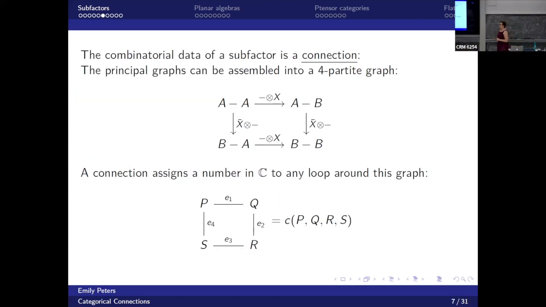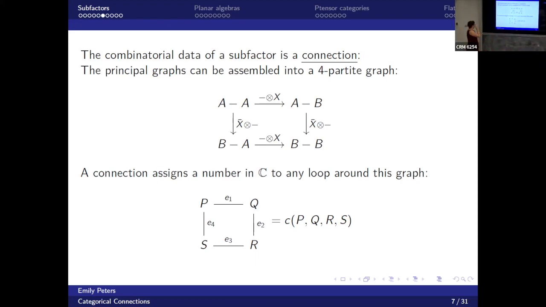Instead of telling you how to start with some numbers and get a subfactor, I'm going to tell you how to start with a subfactor and get some numbers out of it, some of the rules those follow, and then sweep under the rug all the details of how we go the other way.